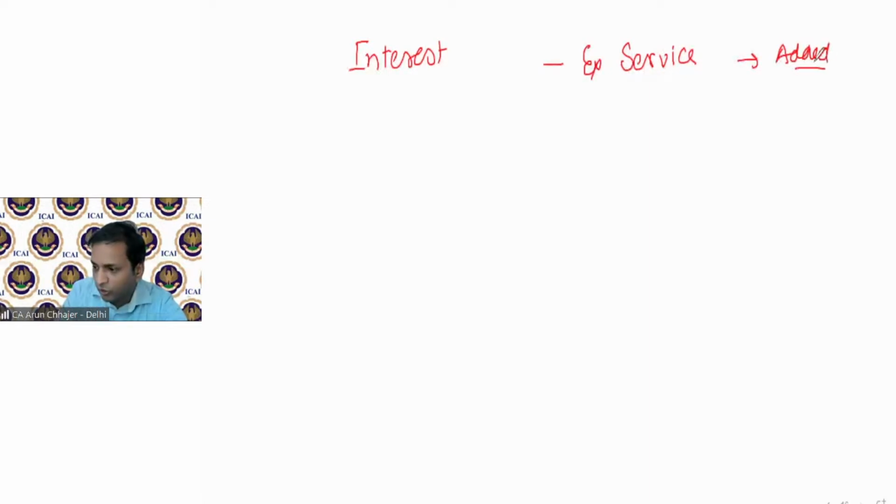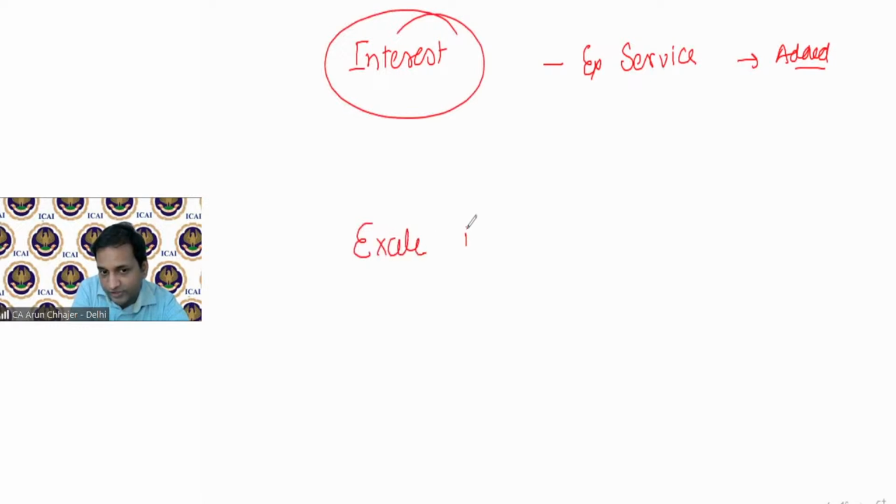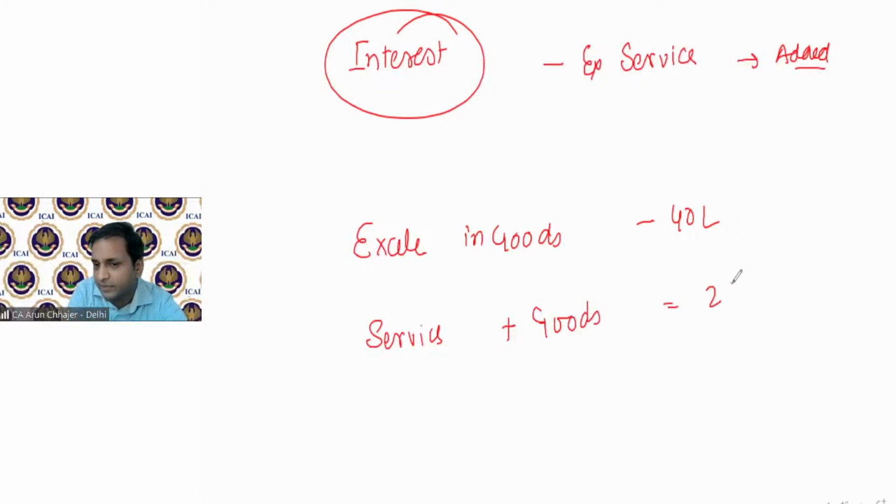There is no doubt. And you have also replied to me on this, that it will be added. Now the question is, if I am exclusively engaged in goods, then you will say the limit is 40. Right, Sriram? If I say I am only providing the service or I am providing service plus goods, then you will say the limit would be 20.